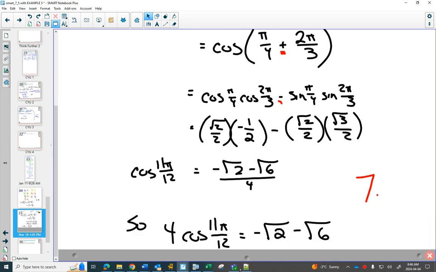What did the question ask us? The question asked us what was 4 cos of 11 pi over 12. So if I multiply both sides by 4, I multiply this side by 4 and this side by 4, well, then this 4 would cancel out.